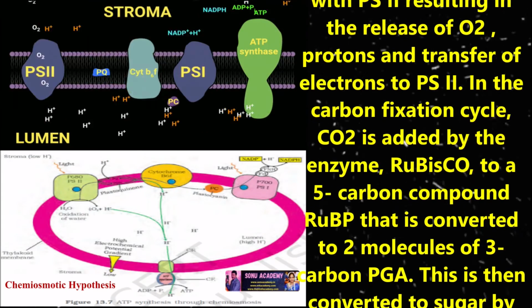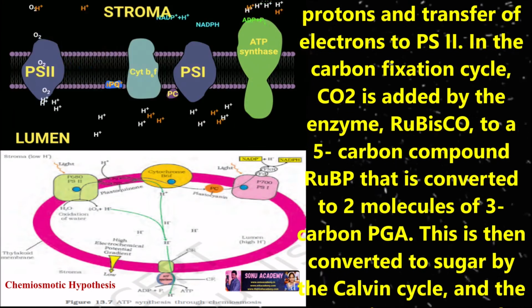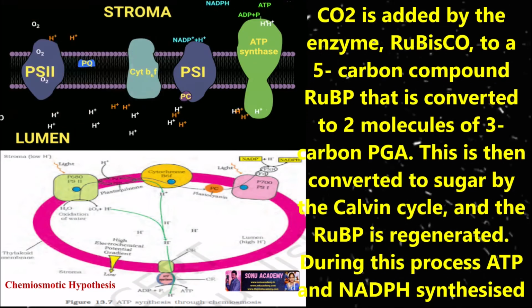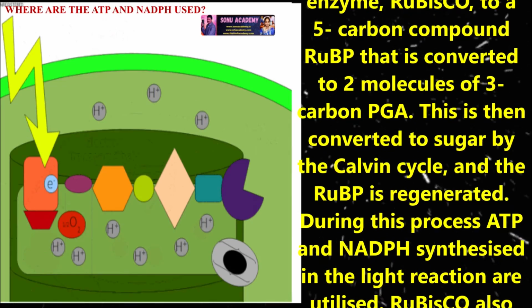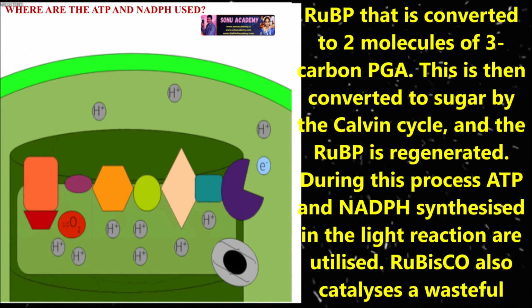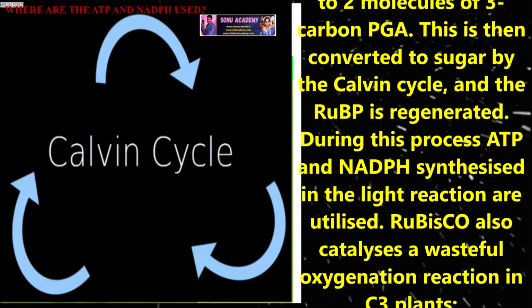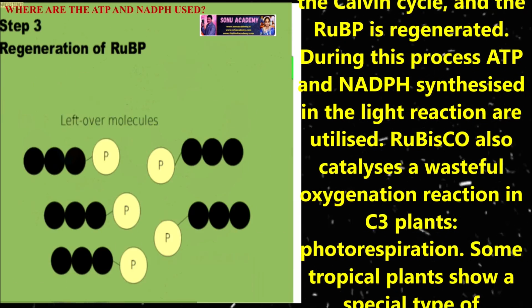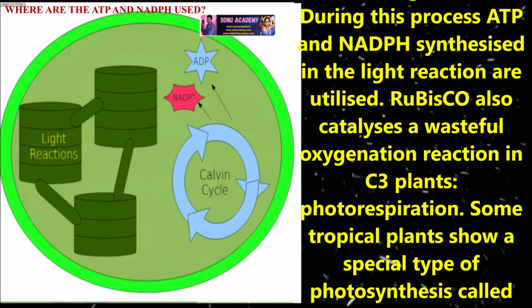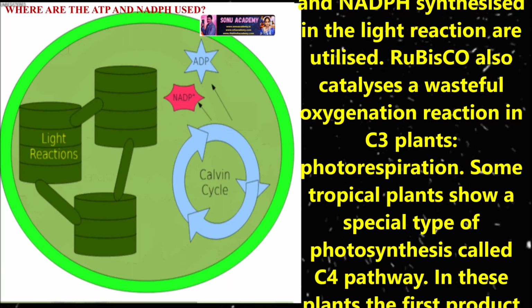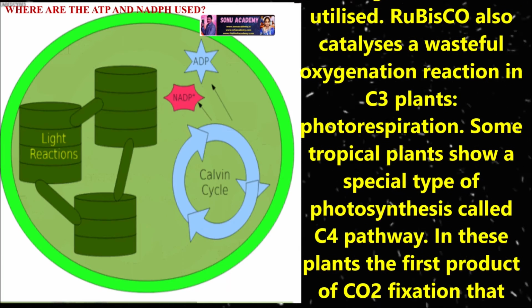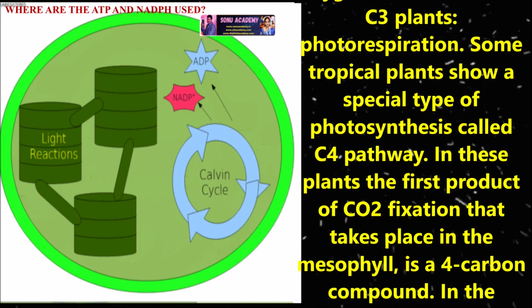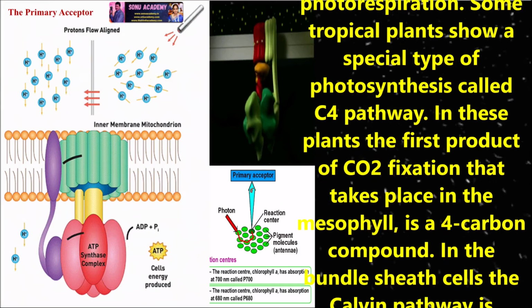In the carbon fixation cycle, CO2 is added by the enzyme RuBisCO to the 5 carbon compound RuBP, which is converted to 2 molecules of the 3 carbon PGA. This is then converted to sugar by the Calvin cycle and the RuBP is regenerated. During this process, the ATP and NADPH synthesized in the light reaction are utilized. RuBisCO can also catalyze a wasteful oxygenation reaction in C3 plants.